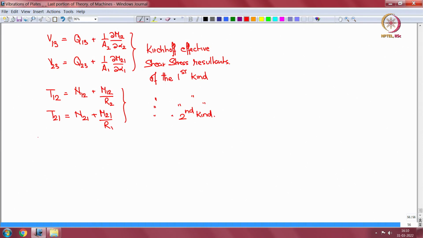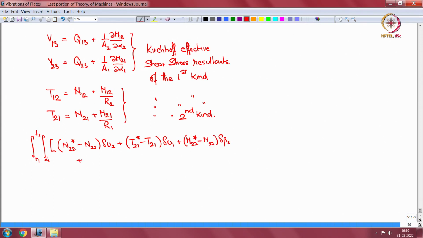Okay. So as a result, the boundary terms look like the integral from t1 to t2 of the integral over alpha 1 of (N22 star minus N22) delta U2 plus (T21 star minus T21) delta u1 plus (M22 star minus M22) delta beta 2 plus (V23 star minus V23) delta u3, times a1 d alpha 1 dt. Okay. So, this term by itself must be 0.